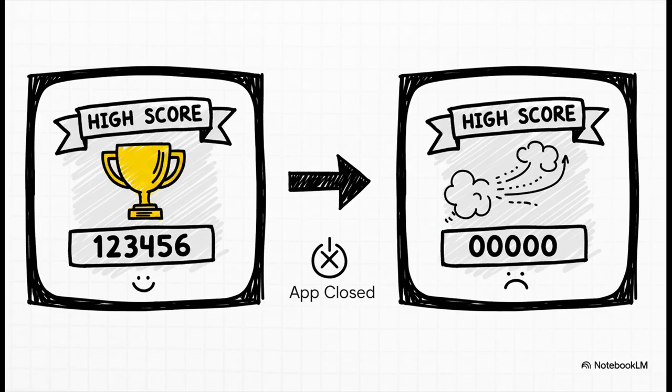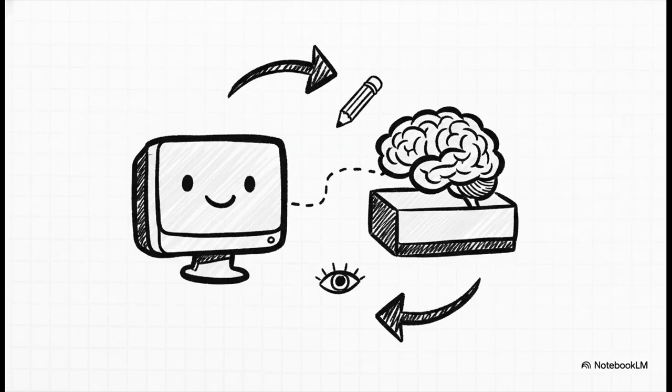I mean, imagine finally crushing that tough level, only for your high score to disappear. Or what about carefully customizing an application's settings, just to have them reset every single time? Yeah, without a memory, every single session starts from a frustrating blank slate. So what's the fix? Well, it's actually beautifully simple.